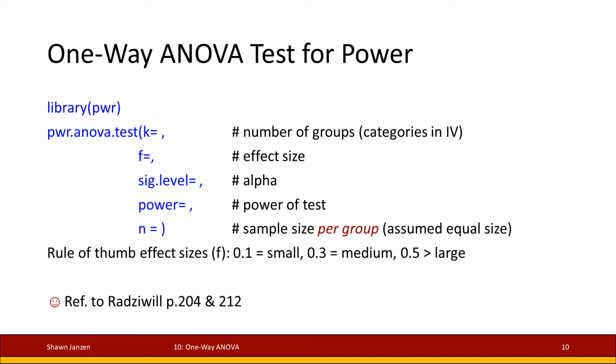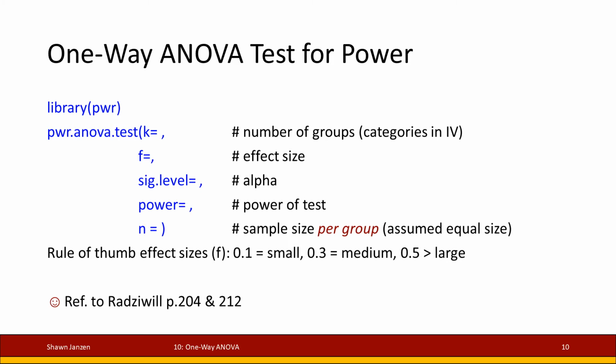Now, this one's going to have its own specifications that go inside of that, so let's take a brief look. We need to specify the number of groups. That's being identified as k. How many groups do you have in your independent variable that are being paired off? f, what is the effect size? For this, you can go ahead and plug in your R-squareds and Eta-squareds or your omega squared, depending on how you're generating things out. The sig.level, this is your alpha. Power, this is of course the power of the test. And n, this is the sample size per group. Do not put in the total sample size here.